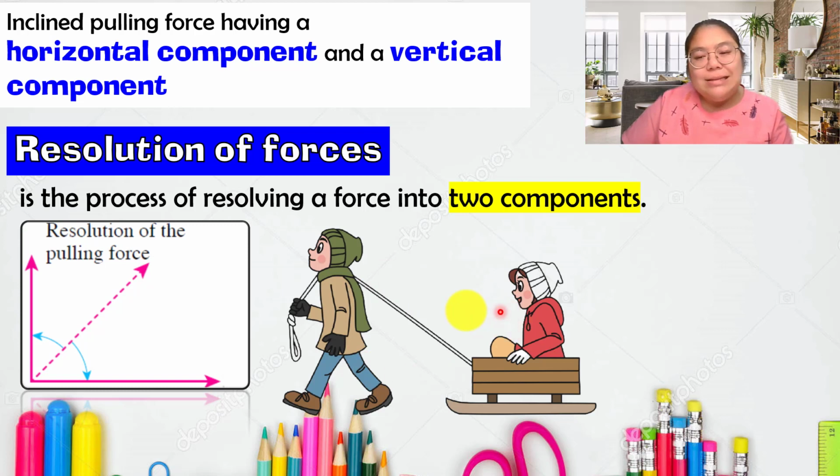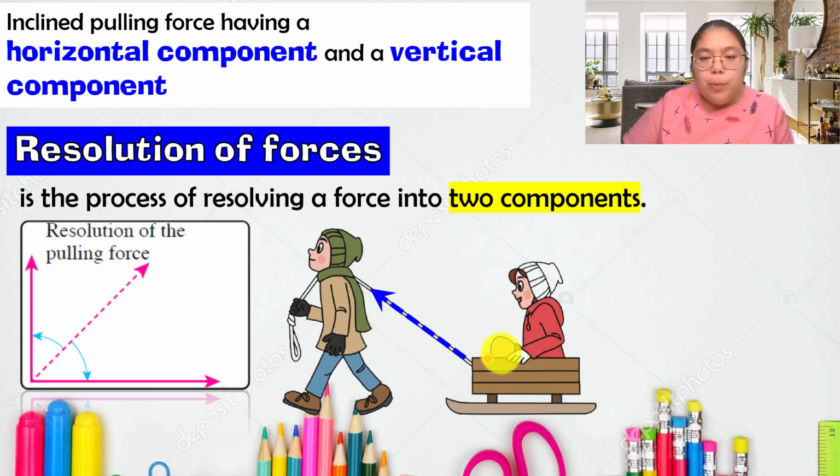Okay, let's see the diagram. Now one of the boys pulls using a rope. The force should be acting upwards. Because you pull, the arrow should point up. So from here we need to find the two components of this pulling force. We do the resolution of the force into two components. This is the starting point. One goes up, and another one goes to the left.